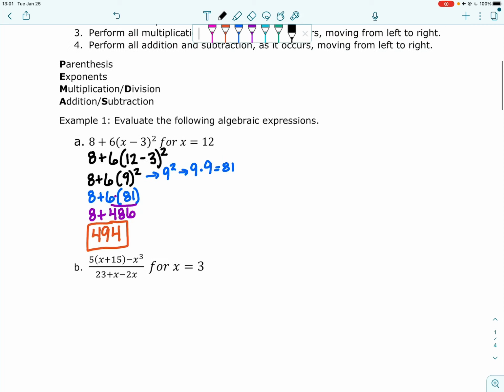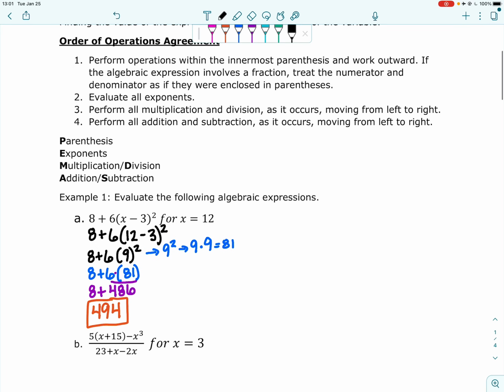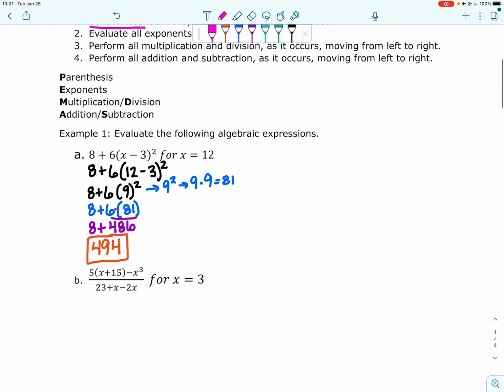So this is where up here it said, if the algebraic expression involves a fraction, treat the numerator and denominator as if they were enclosed in parentheses. So what I'm going to do is imagine that there are parentheses here and here. I'm going to do what's in the top separate from the bottom, and then that fraction line, which means division, is the very last thing I'm going to do.